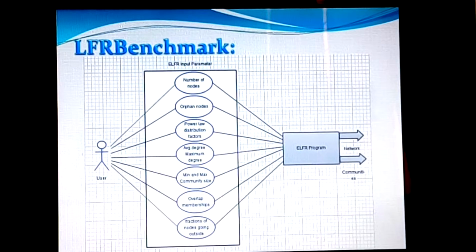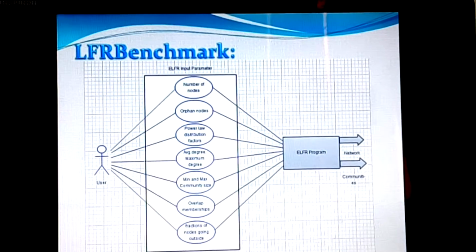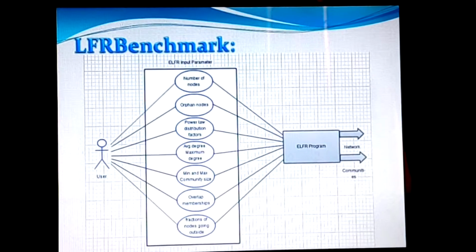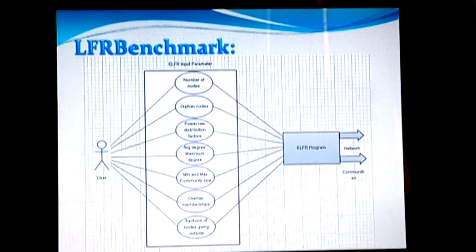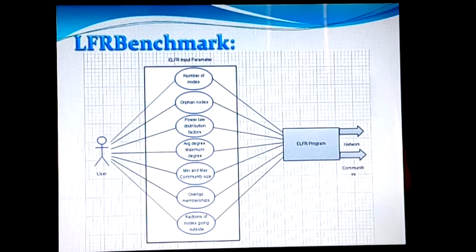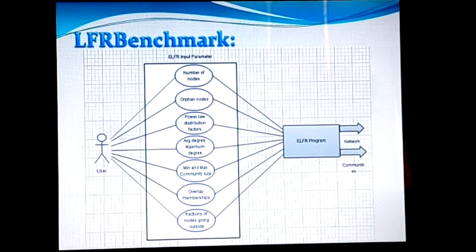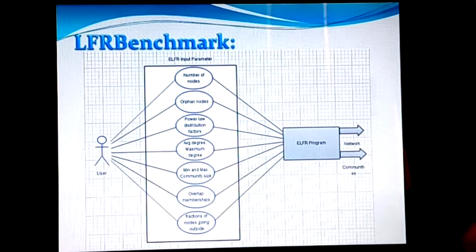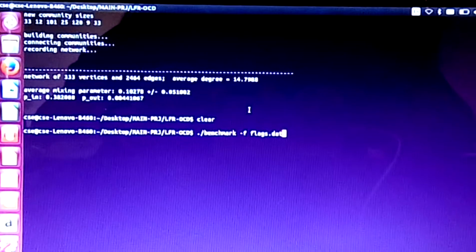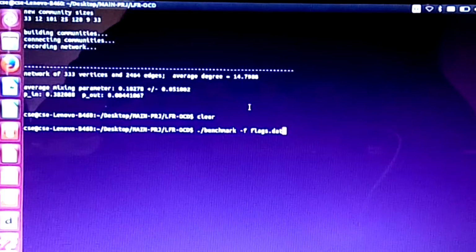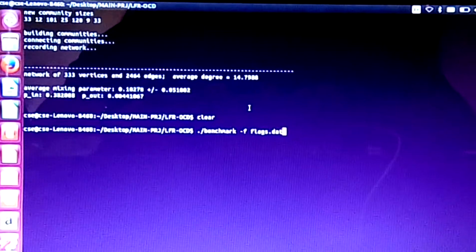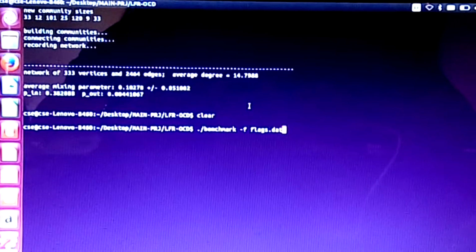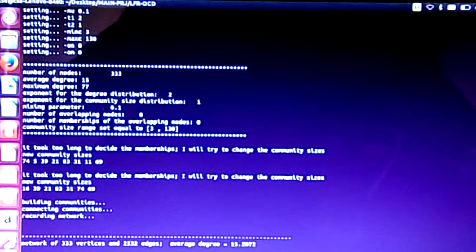For the LFR benchmark, we pass the following parameters: number of nodes, power law distribution factors, average and maximum degree, minimum and maximum community size, overlap memberships, and the fraction of nodes going outside. This is the execution of the LFR benchmark. Flags.dat is a file that contains a set of parameters. This is how the parameters get passed.